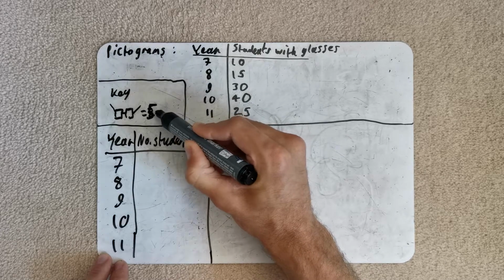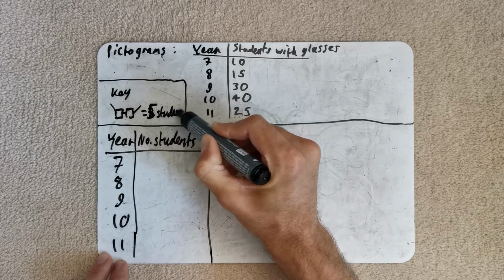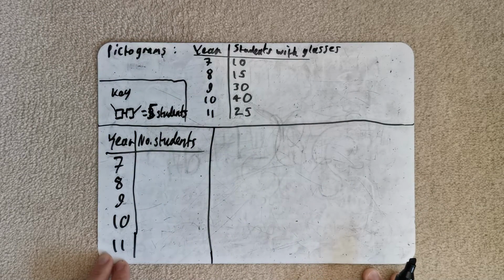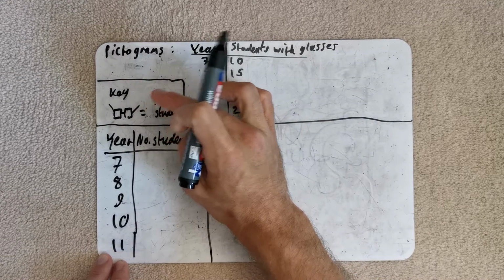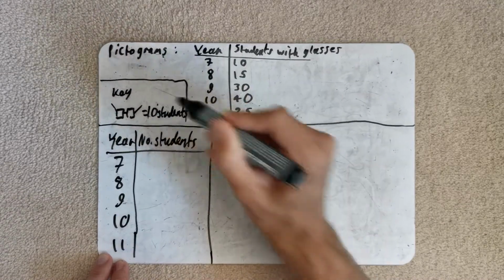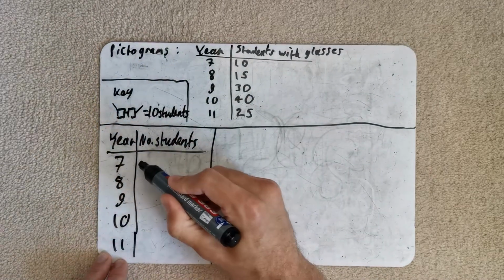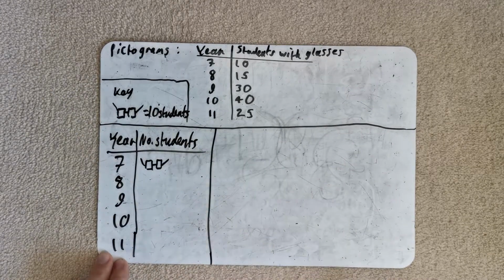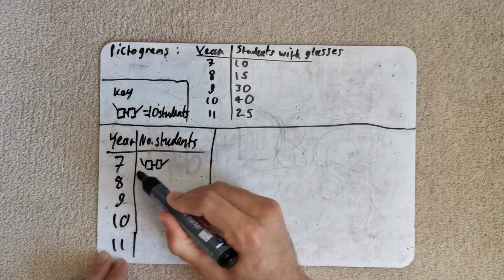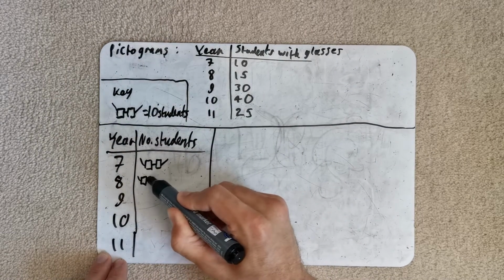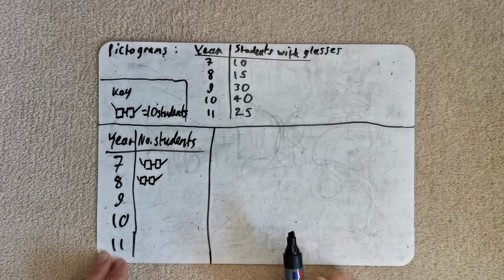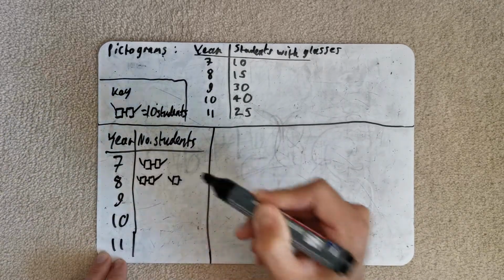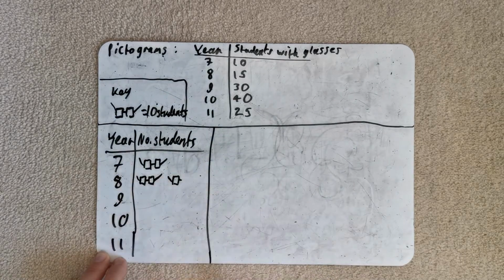Actually, I'm going to do 5 students. Okay? No, I'm not. I'm going to do that being 10 students. That'll make it a lot easier, I think. Let's have that as being 10 students. Right, so that means for just year 7, we're going to have just that. All right. For year 8, well, there's 10 students to start with. And then there's an extra 5. So what we're going to do is just slice this picture in half. Okay, so that represents 15 students.